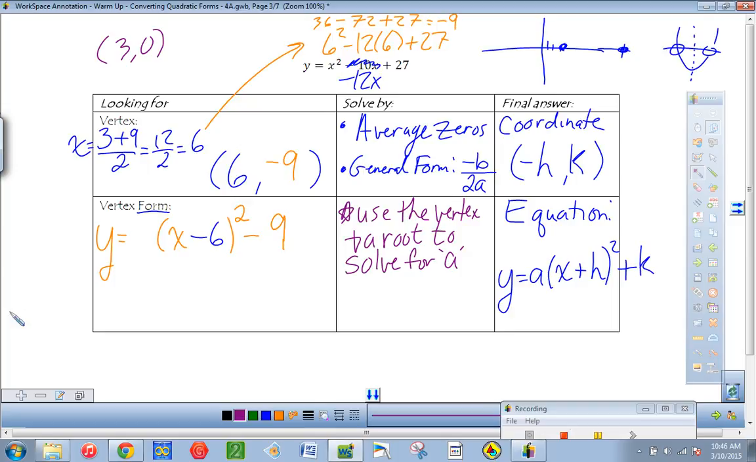Yeah, this is just an X and a Y, right? It won't matter. You're going to get the same thing, no matter. So I've got 0 equals A times, I'm going to use 3 just because I have it written there, squared minus 9. What's 3 minus 6? Negative 3. Negative 3 squared is 9.